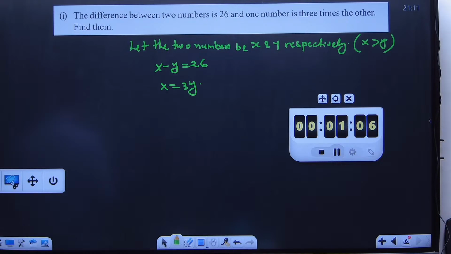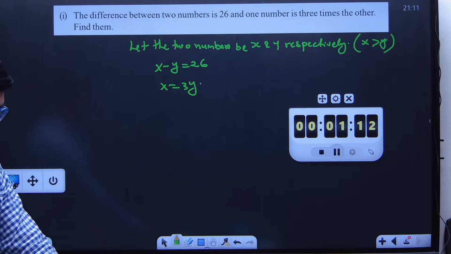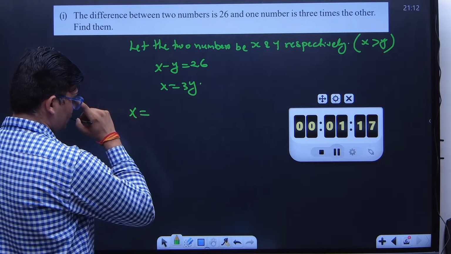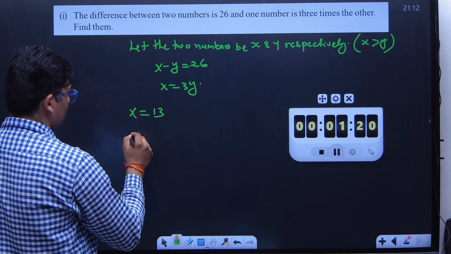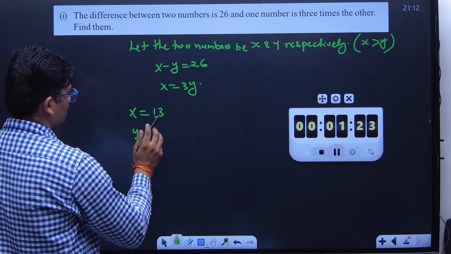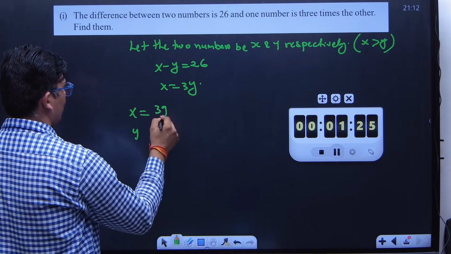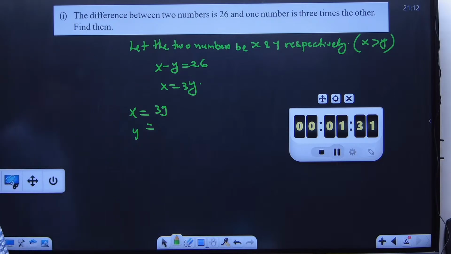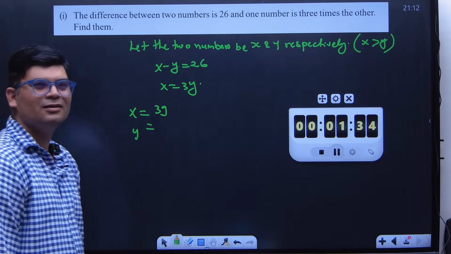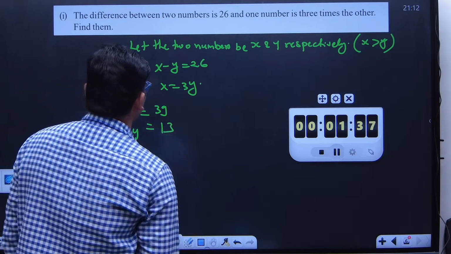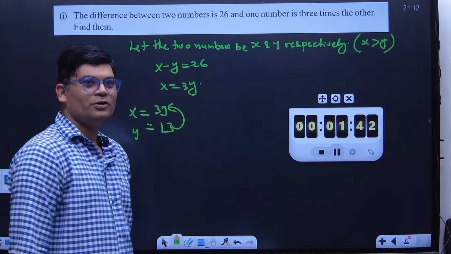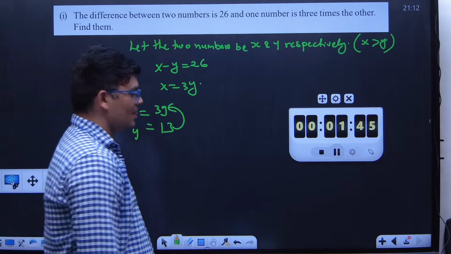39 and 26. Sorry, no, it's 13. X came out to be 13. No, x is 39. And what is y? 13. Okay. So we can say 39 is 3 times 13. Good. And the difference between the two is 26. The answer is correct. Wonderful. Next question.